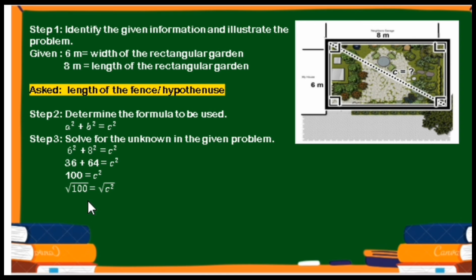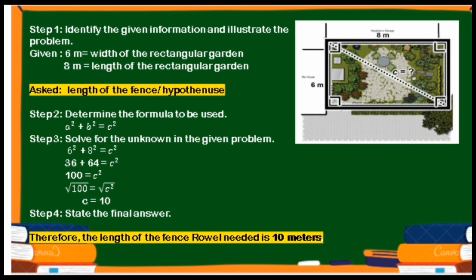Take the square root of both sides. So we have the square root of 100 is equal to the square root of c squared. So we have c is equal to 10. Step 4. State the final answer. Therefore, the length of the fence Ruel needed is 10 meters.